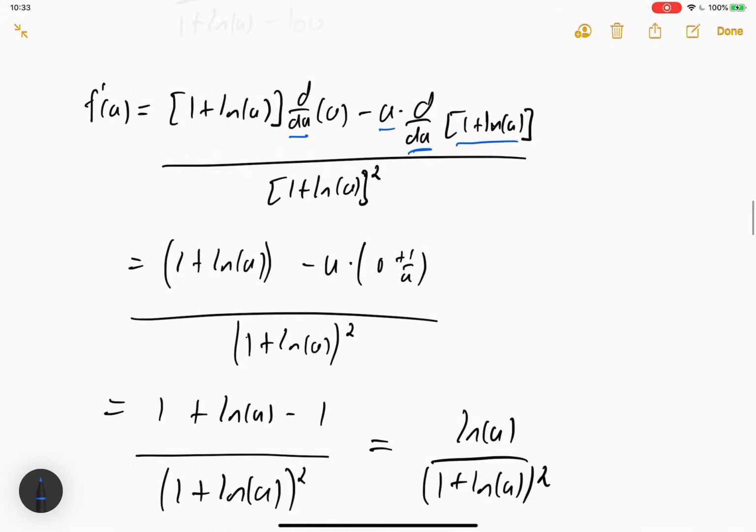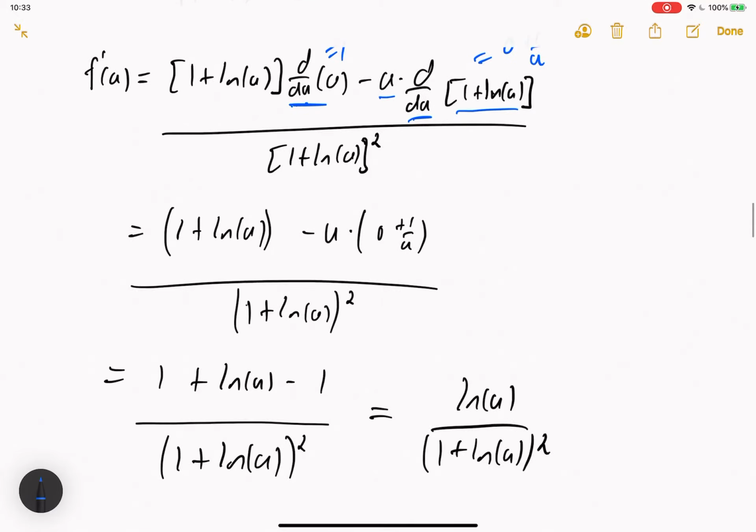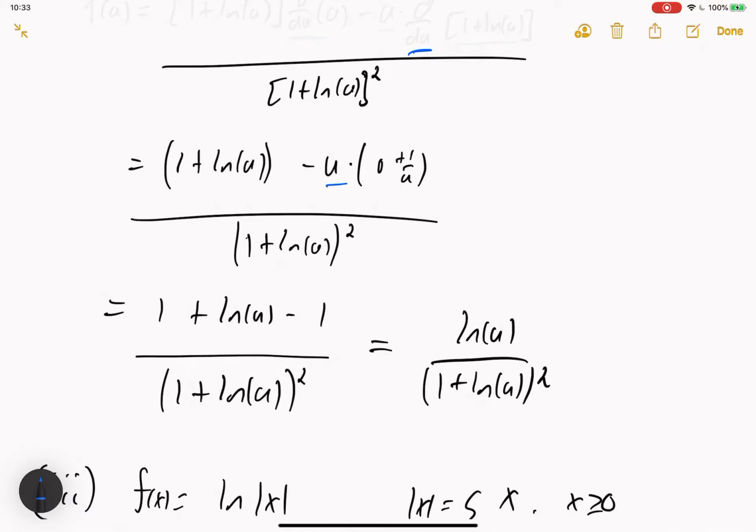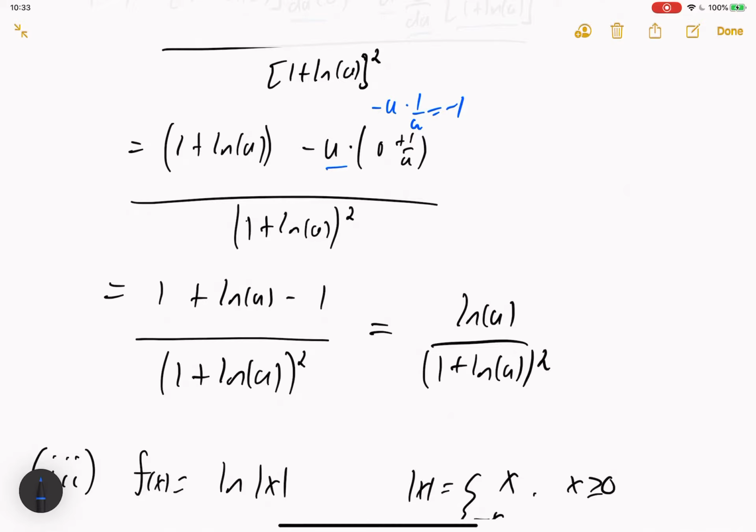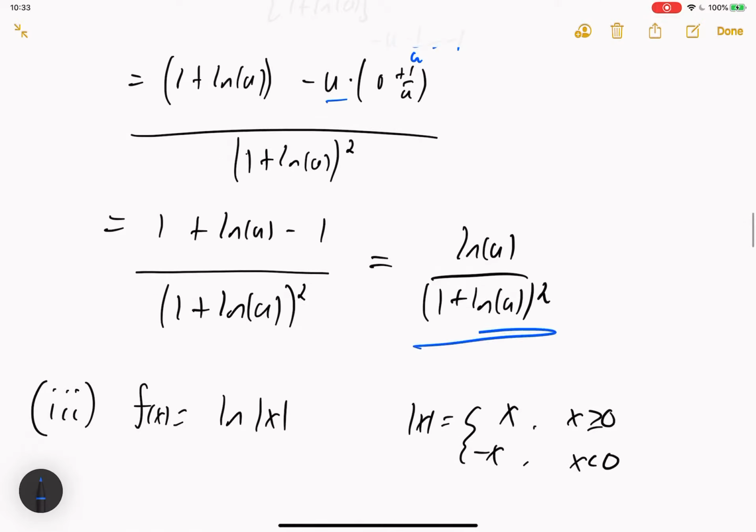So then right here, all I did was take the derivative and simplify. d of du of u is just equal to 1. d of du of 1 plus ln of u is just going to be 0 plus 1 over u. So I get 1 plus ln of u minus u times 0 plus 1 over u. Whenever you simplify that, you get 1 plus ln of u, and negative u times 1 over u equals negative 1. So you get 1 plus ln of u minus 1, divided by 1 plus ln of u squared, which lastly just equals this.